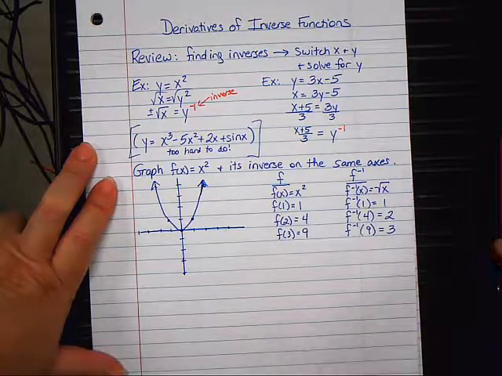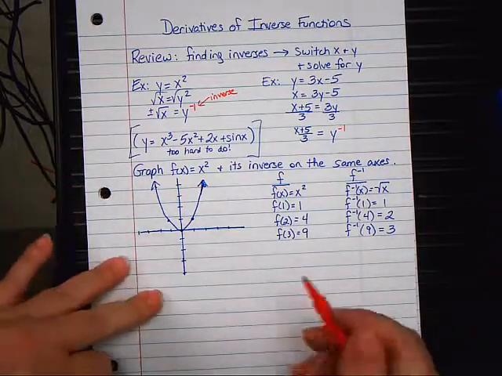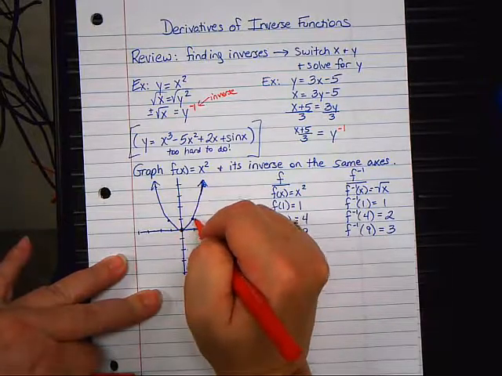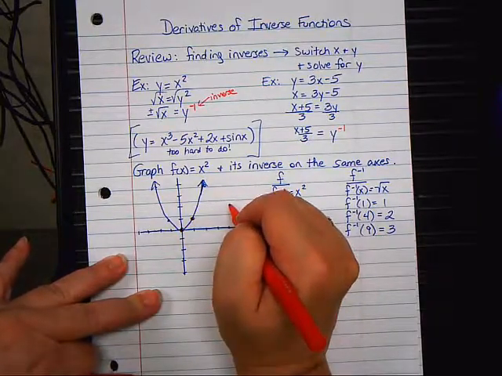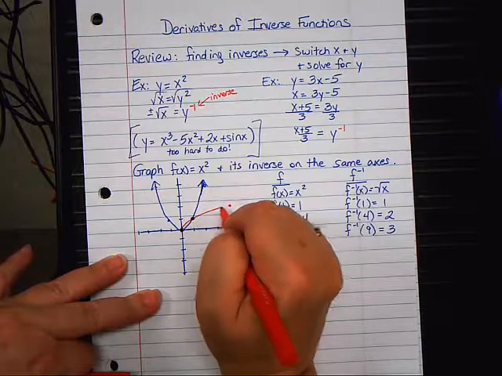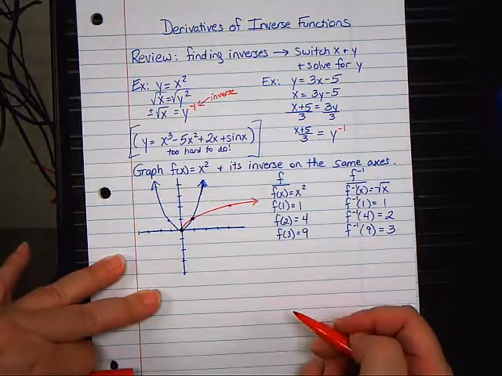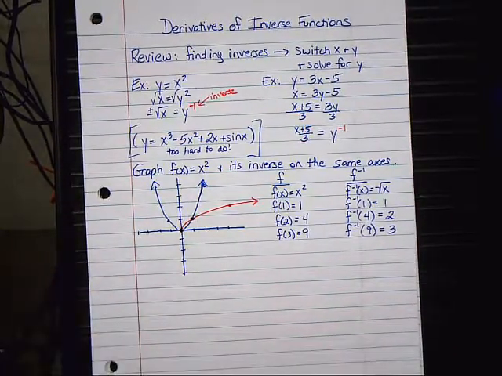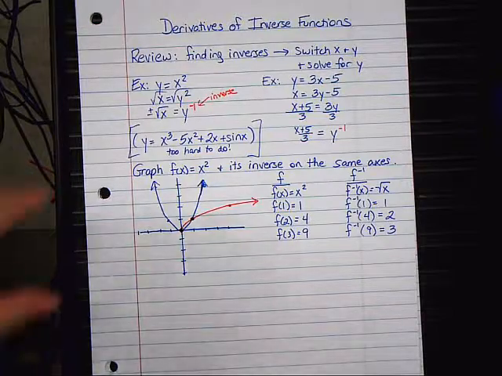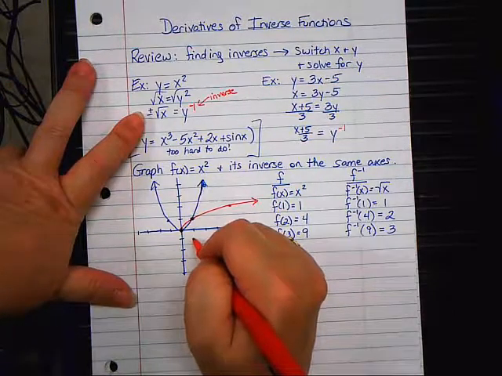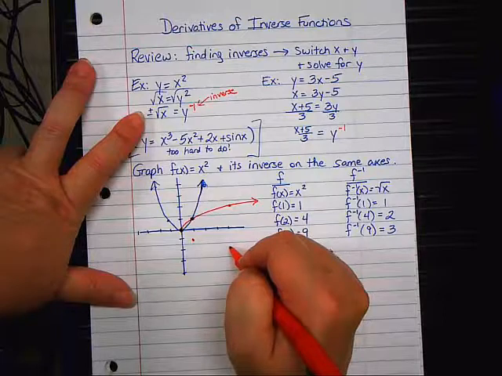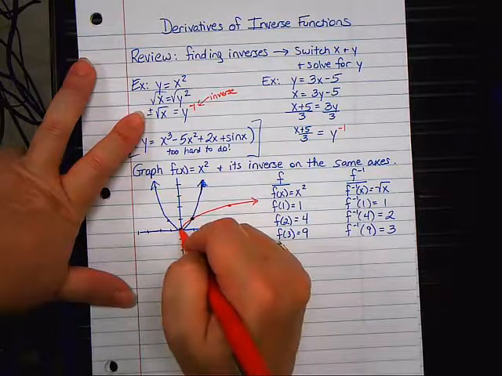Agreed? Okay, so if you plot those, 0, 0, 1, 1, 4, 2 is right there. You have this, and we know that's what square root looks like. Agreed? But the true inverse is plus or minus square root, and the minus sign just flips it over the x-axis.